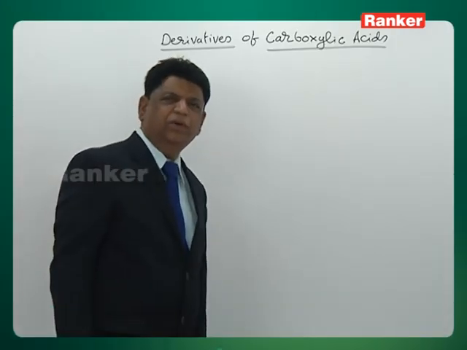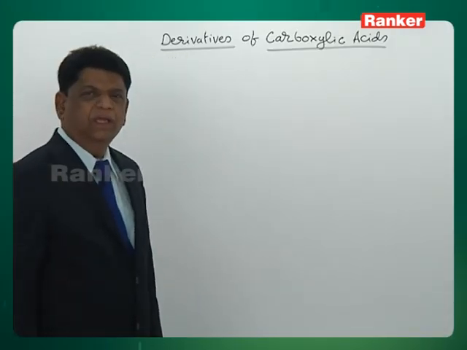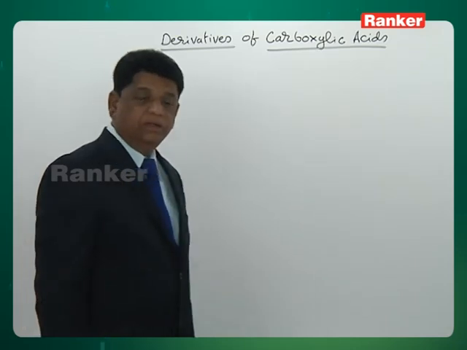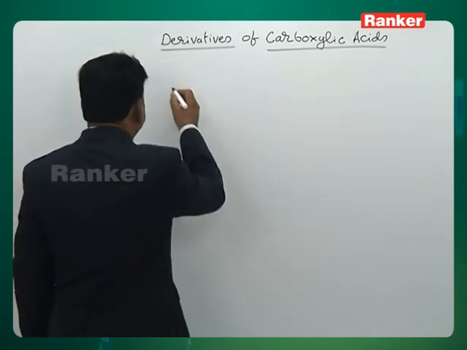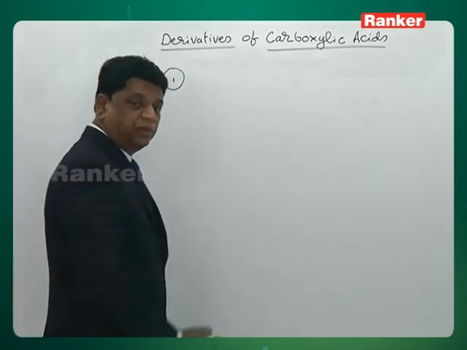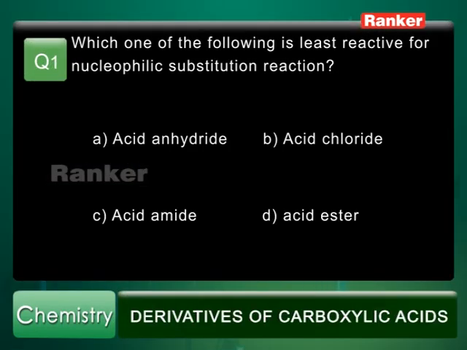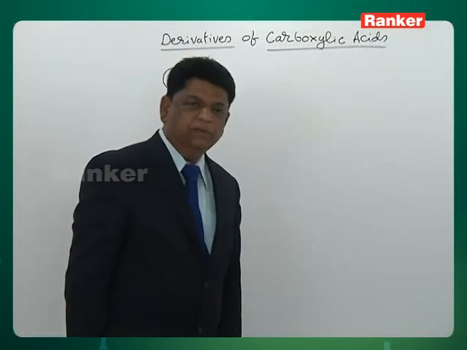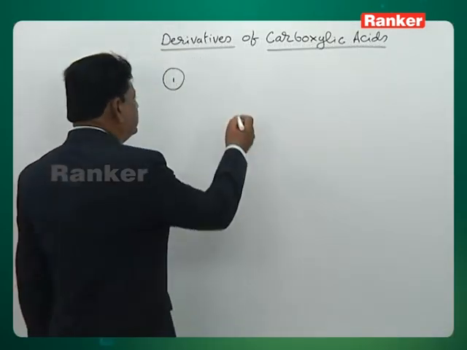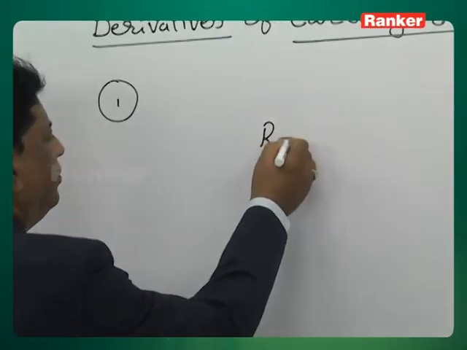So, let us discuss some important and expected questions from the carboxylic acid derivatives. Number 1 question: which one of the following is the least reactive for nucleophilic substitution reaction? Options are given: acid anhydride, acid chloride, acid amide and the acid ester. Actually, this is the very important question of the carboxylic acid derivatives.